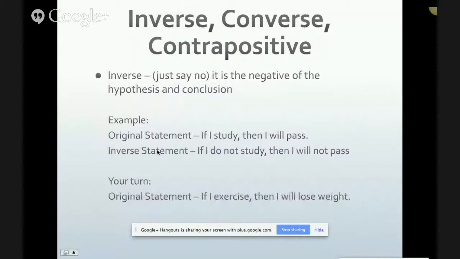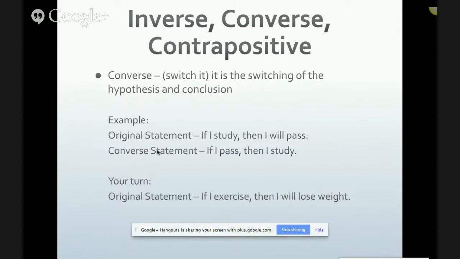Yeah, I can see inverse, converse, and contrapositive. An inverse, basically you negate the hypothesis and conclusion. It's the opposite. Important to know that you're not always going to have a no statement as your inverse. So if your original was, if I study, then I will pass, your inverse is, if I do not study, then I will not pass. There's another example.